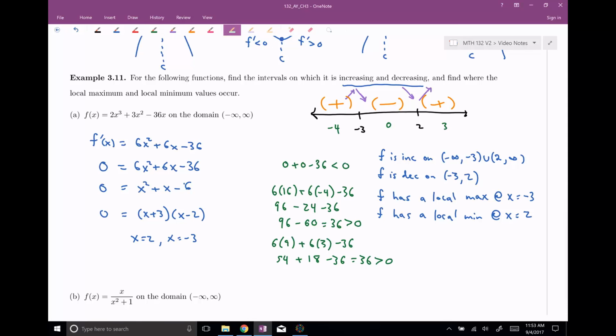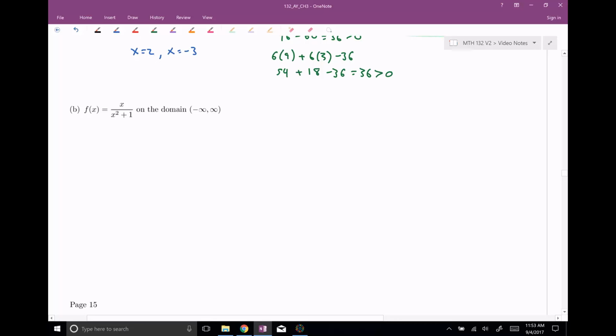All right, and that right there is our final answer. Again, you can plug this into Desmos if you'd like to sketch it out and verify that these are all correct. Okay, I have one more example for you.